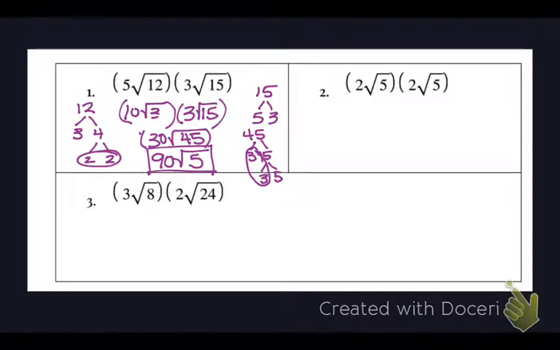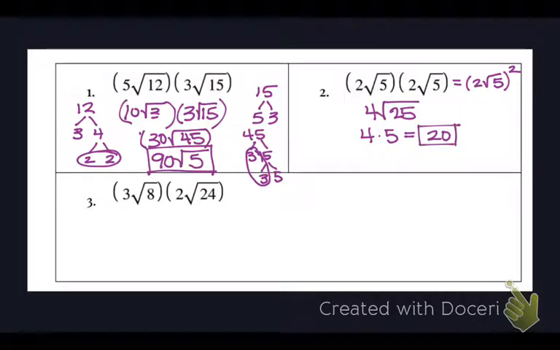In number 2, 2 and 5 are both prime numbers, so we don't have to simplify. We're actually squaring the same thing with a radical twice, so they could have written it like that. So we're going to multiply 2 and 2, so that's 4. 5 times 5 is 25. 25 is one of those perfect squares, so I can go ahead and take the square root of 25, and then we're going to multiply 4 and 5 together. So my final answer doesn't even have a radical in it. We were able to get rid of the radical when we multiplied those together.